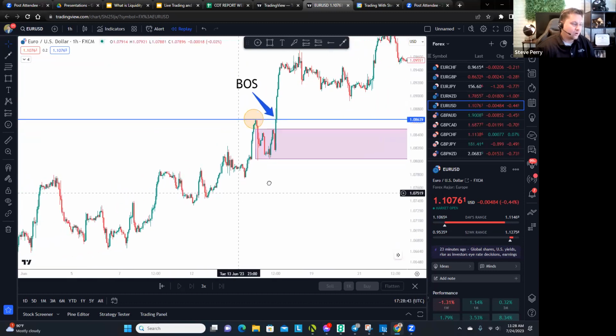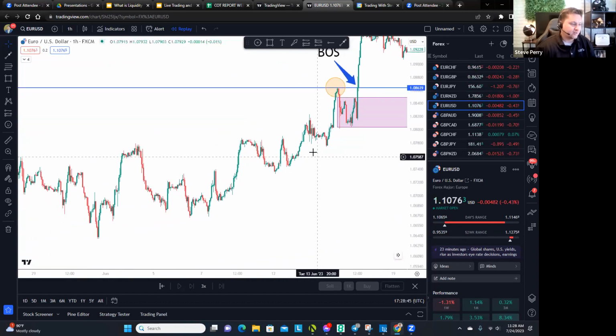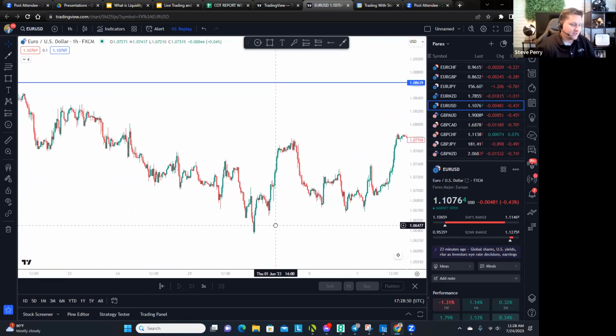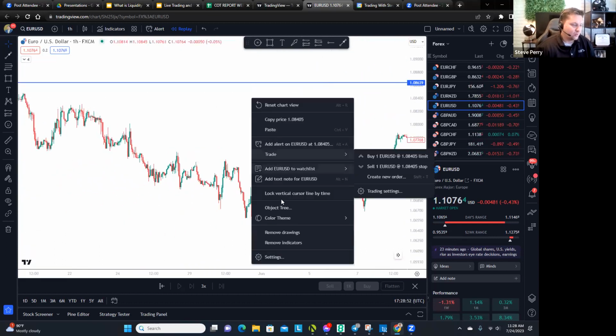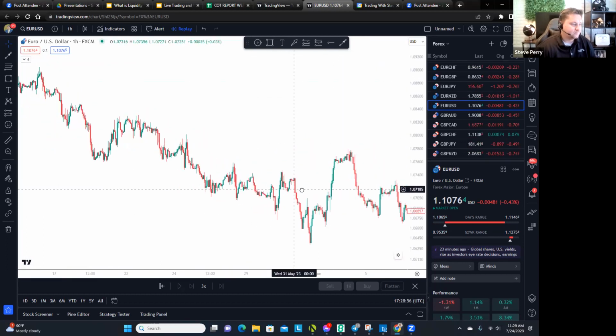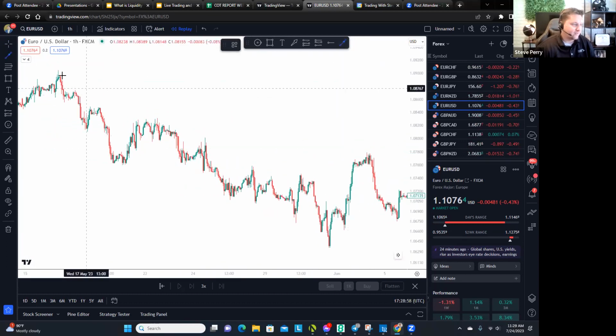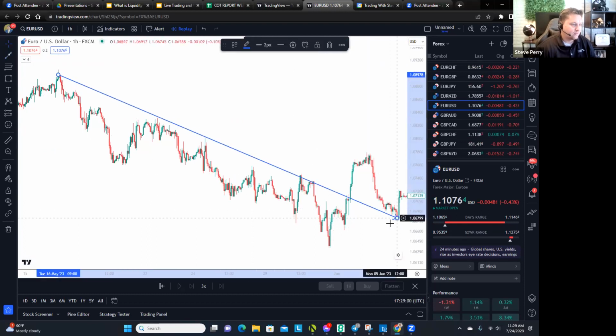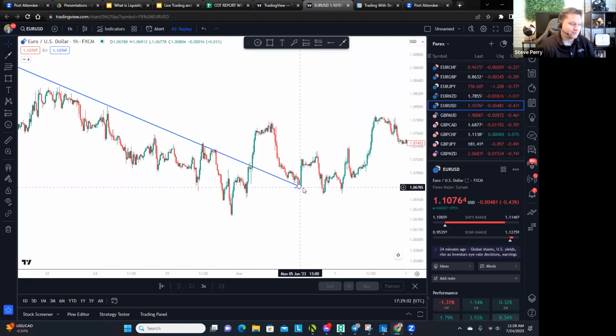Let's find some more. Liquidity is everywhere. So here's another example right down here. It's a pretty good one, actually. You have this downtrending market. You actually have several things here. You have kind of a trend line right here, right? Oh, this is so good, actually.